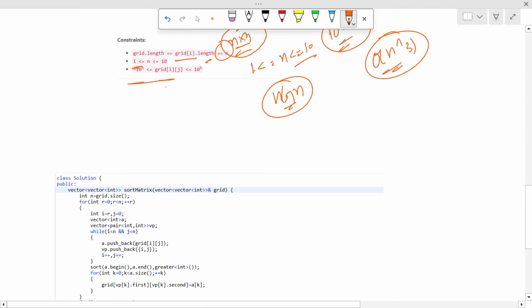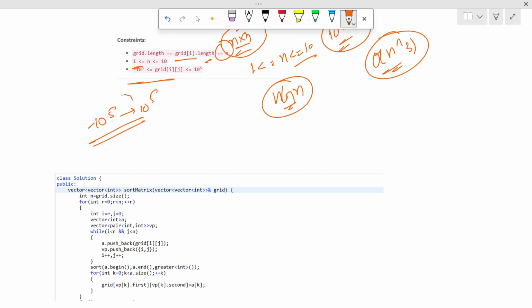And now in the last constraint, the matrix value range is minus 10 to the power 5 to 10 to the power 5. It means the range of this matrix is from minus 10 to the power 5 to plus 10 to the power 5. And since the values are large, we cannot use counting sort efficiently, so we have to use a sort function and calculate the values efficiently.